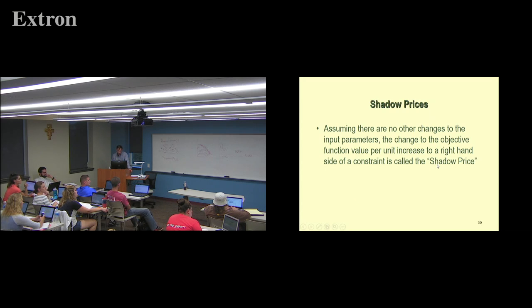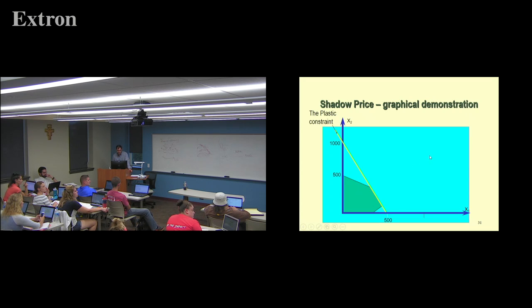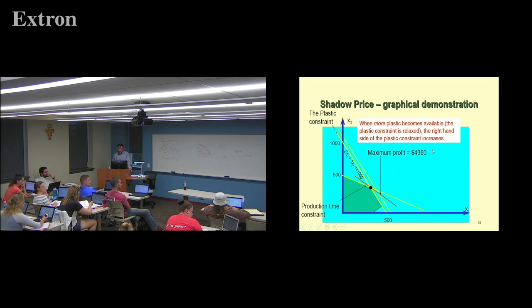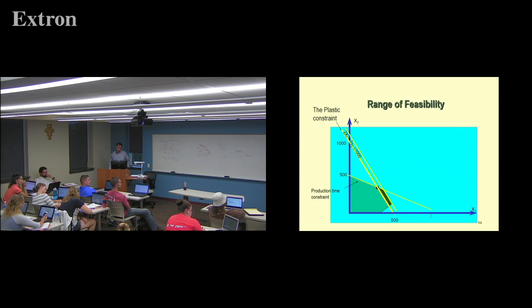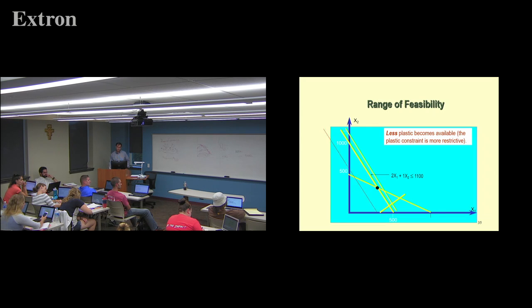Any change to the right-hand side of a non-binding constraint, assuming there are no other changes to the input, won't change it. So this is what's happening when we relax a constraint. When we relax a constraint, visually, it relaxes the feasible region, pushes that out, and when it pushes that out, we can also push the profit out accordingly. So that's what we're seeing happen with the shadow price. Let's cover one more thing and we'll take a little break.